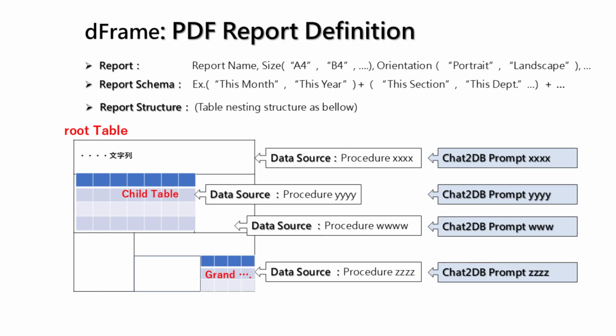Based on the transaction date of this data, the data for the current month and the current year will be generated. The dFrame uses a nested table structure for printable reports. That is, the whole is one table with multiple tables inside and further tables inside those. The data in each table is linked to a procedure that generates each piece of data. We will have Chat2DB create this procedure.